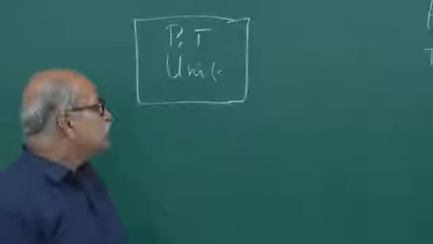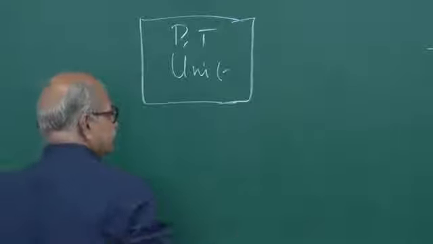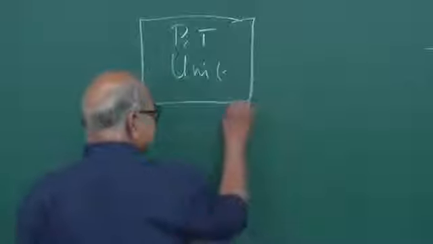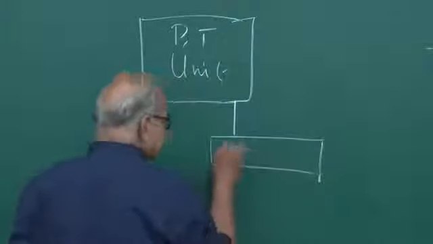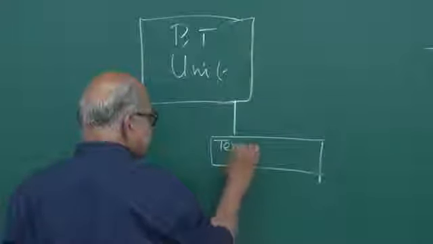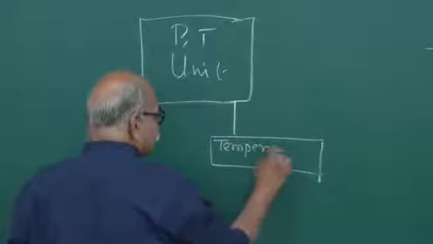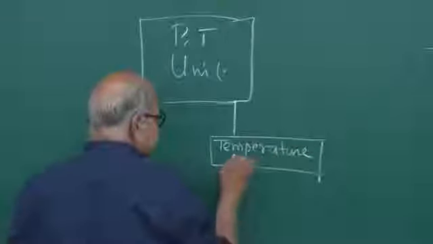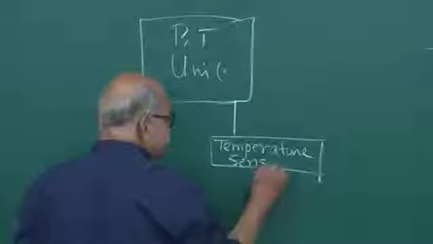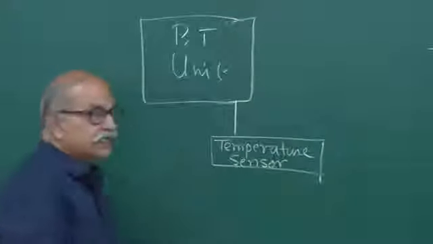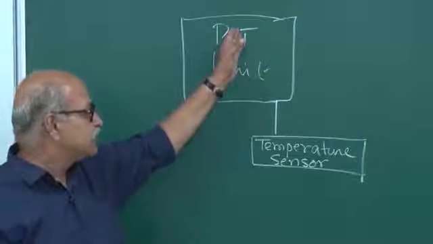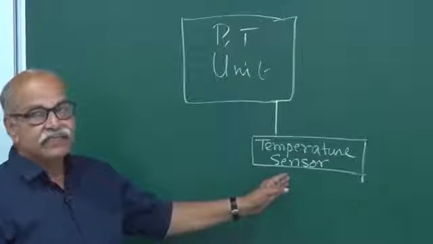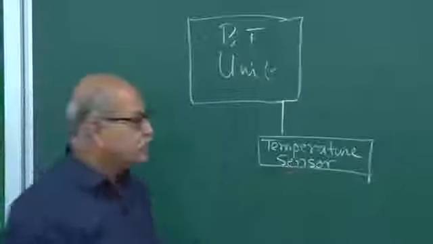If it exceeds, then there should be a signal which says to shut down this plant right there. Okay. So, what we can do is we can have sensors, we can have a temperature sensor. So, this is another unit, say a temperature sensor. What does it do? It creates a voltage corresponding to the temperature. Different temperatures will create different voltages, like a thermocouple.